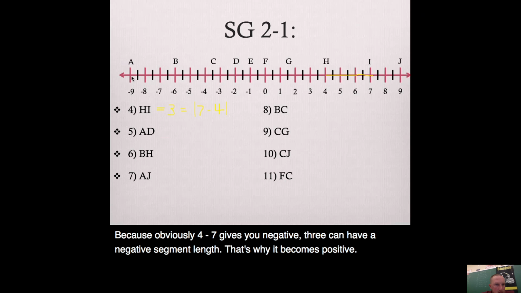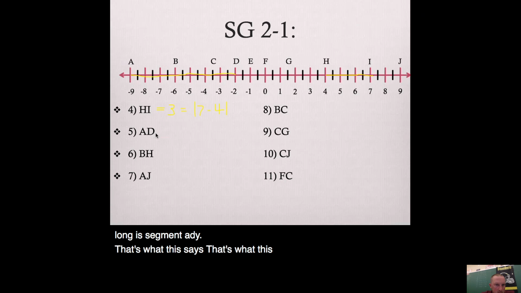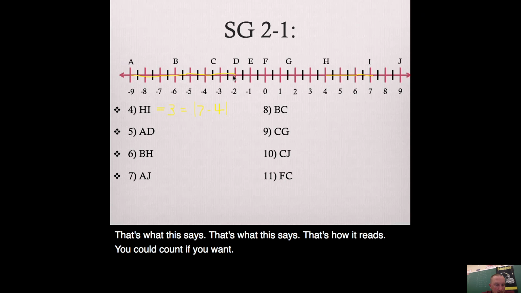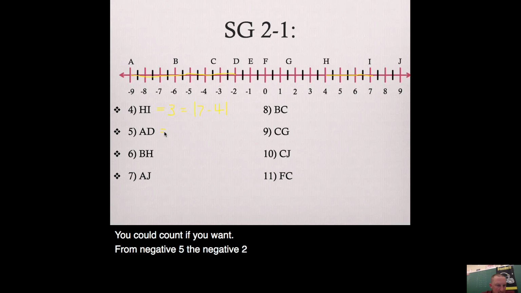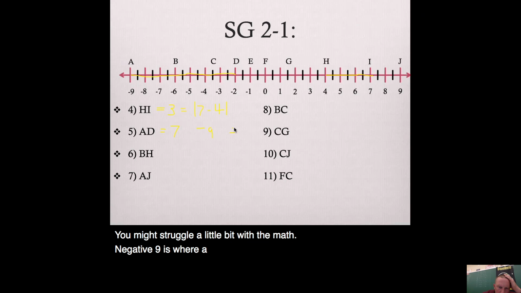Let's try number 5. How long is segment AD? That's what this says. That's how it reads. You could count if you want. From -5 to -2, I think a lot of us know that's 7. You might struggle a little bit with the math. -9 is where A lives. -2 is where point D lives.